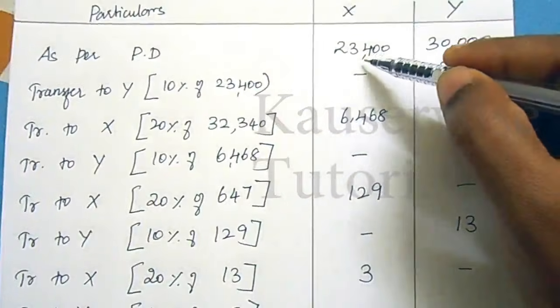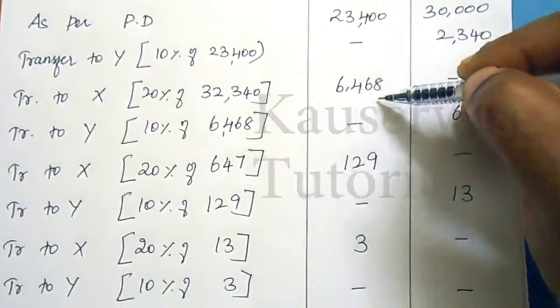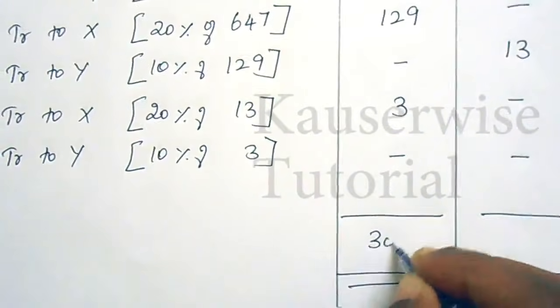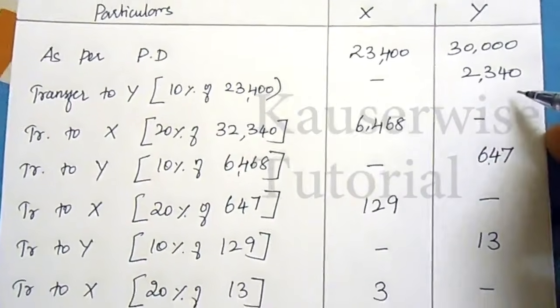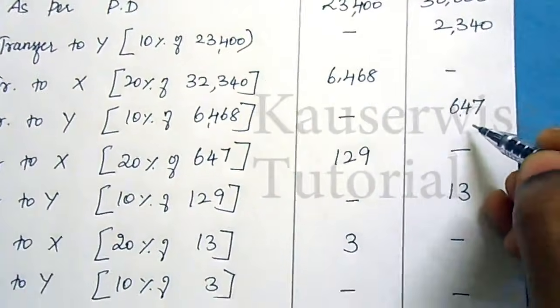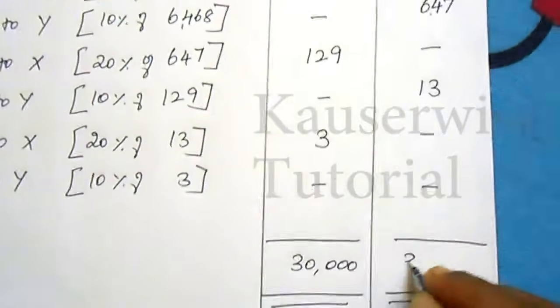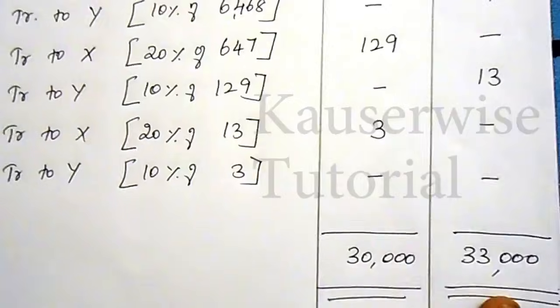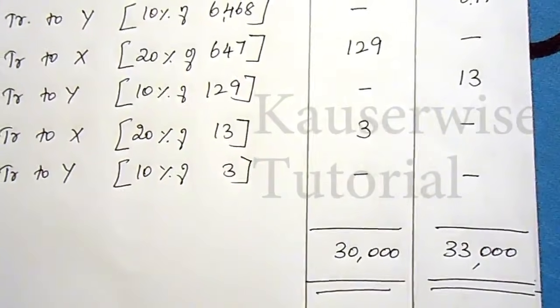For X, 23,400 plus 6,468 plus 129 plus 3 is equal to 30,000. For Y, 30,000 plus 2,340 plus 647 plus 13, 33,000. So we have got X value and Y value according to the trial and error method.